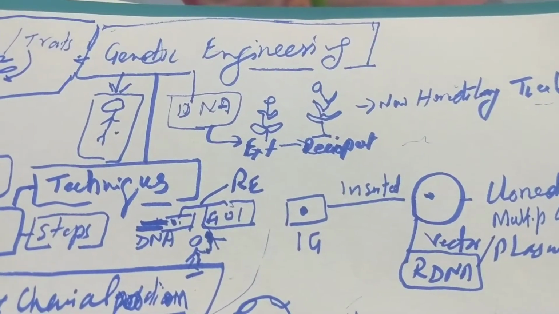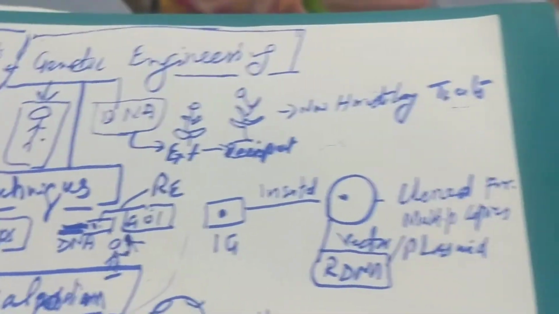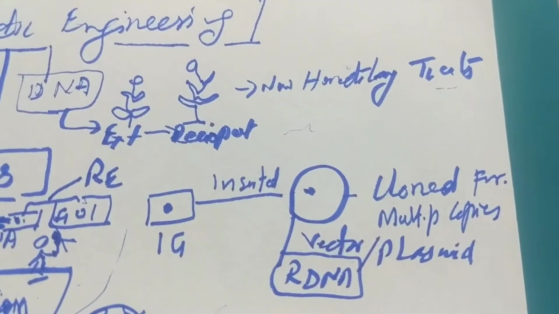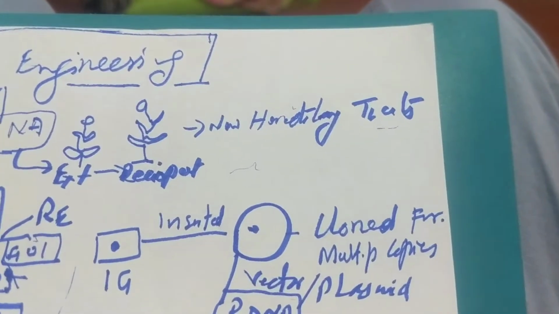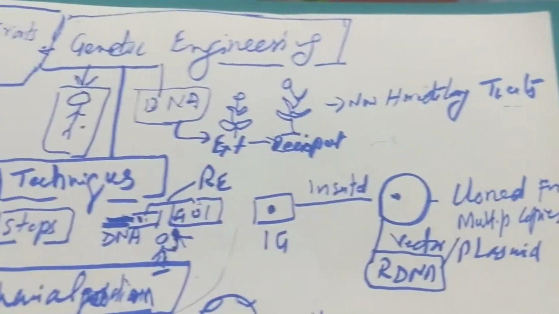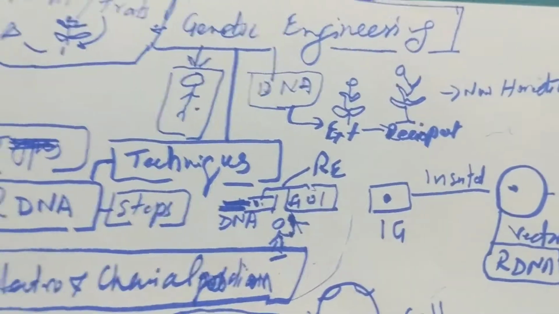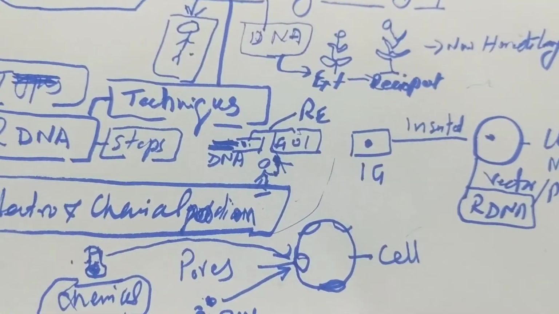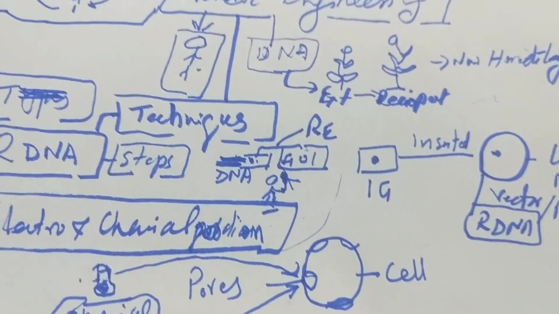The DNA of interest is gathered from a donor parent and then inserted into the recipient parent to get new hereditary traits. So this is all about genetic engineering. There are some following techniques used in genetic engineering.